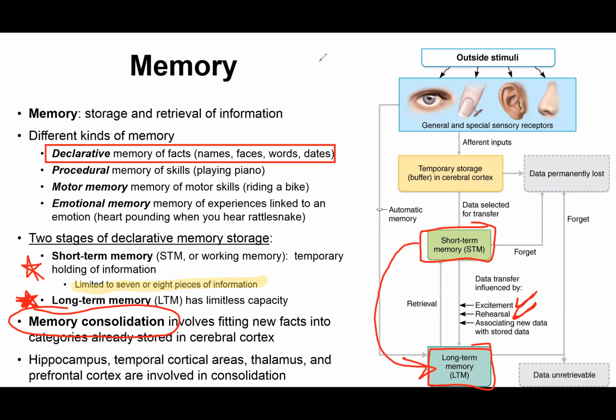So some of the regions that are associated with memory include things like the hippocampus, some temporal cortical areas, the thalamus, and the prefrontal cortex. These are all areas that are involved with memory.